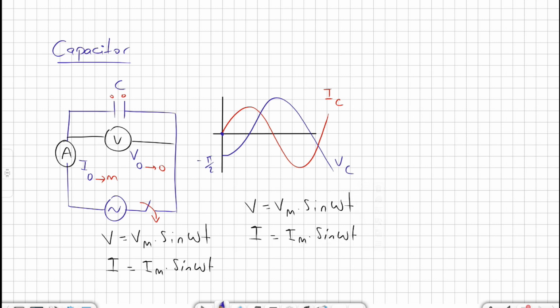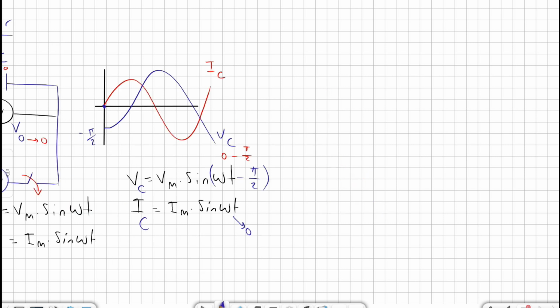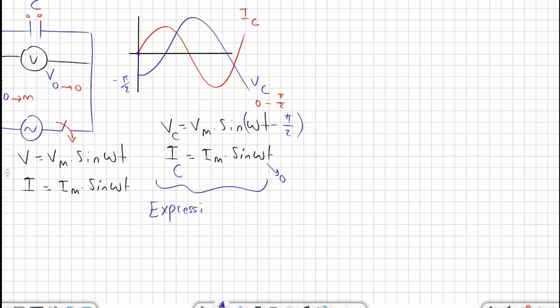So let's have the expression. If the angle of the current is equal to 0, the angle of the potential difference will be 0 minus pi over 2, because it is pi over 2 behind. So we will add a minus pi over 2 to the expression. So these two are the expressions of instantaneous current and potential difference in the capacitor.